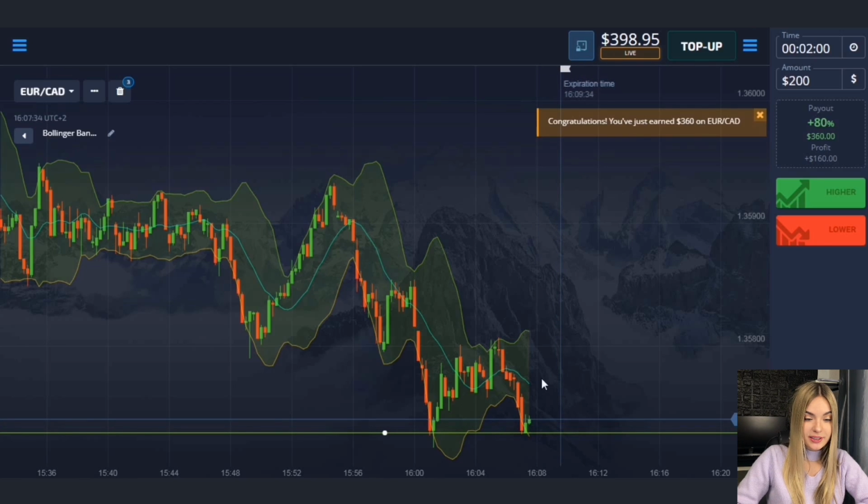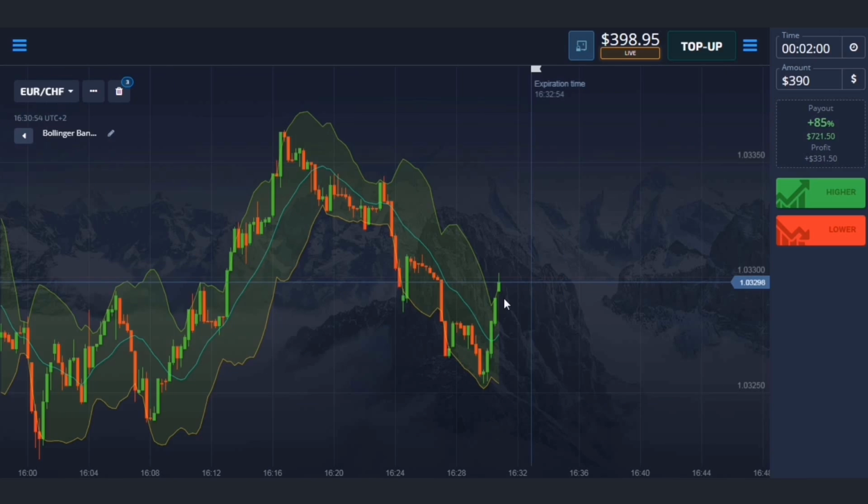Great guys, the price really continued its movement to the bottom and we are getting a profit here. 2 minutes was enough. Also, this indicator helped us to determine the upper limit of the price from which the pullback occurred, and the price continued its movement to the support level. Everything is going well, let's continue.